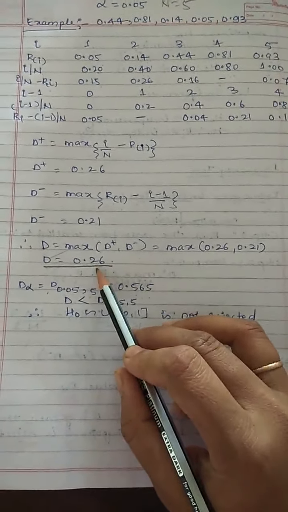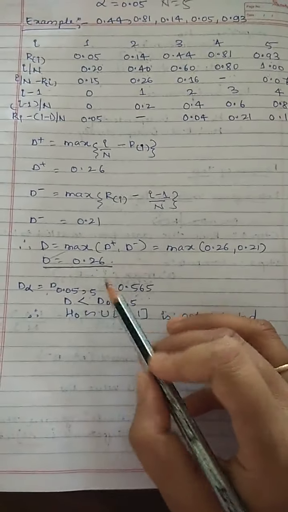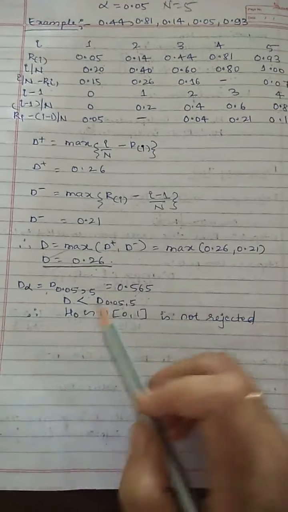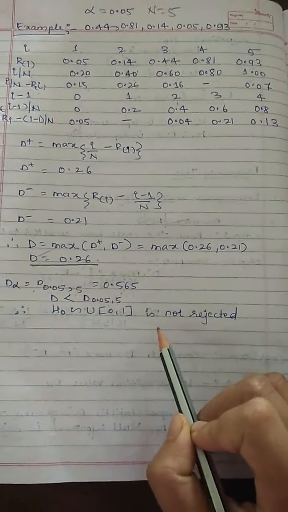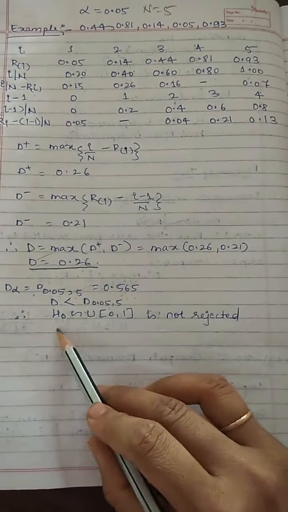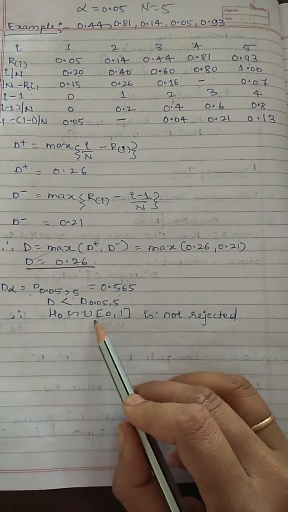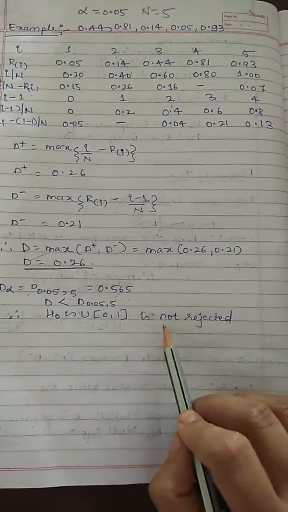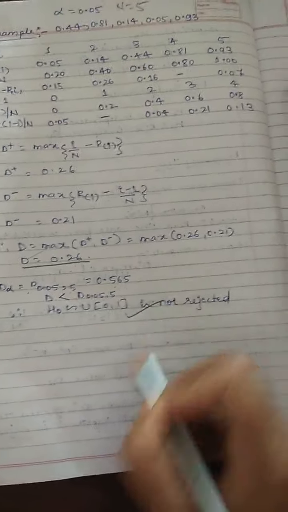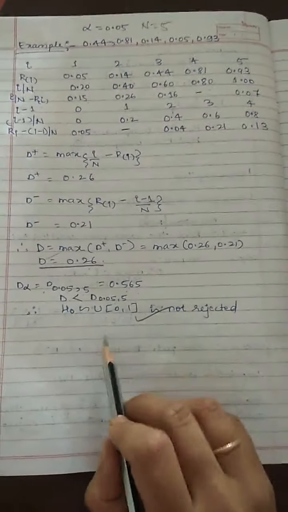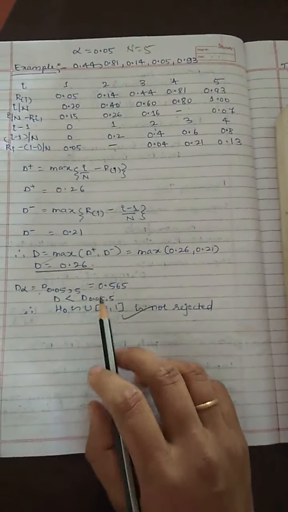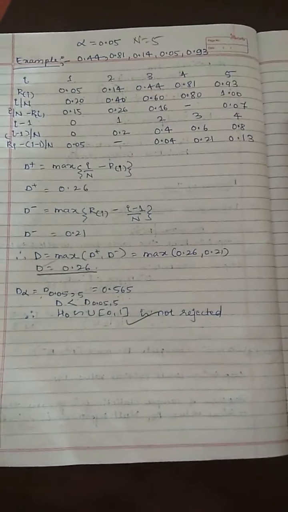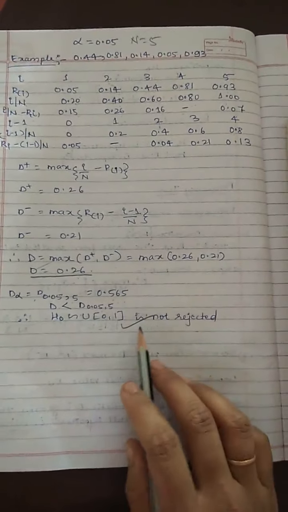The sampling value should always be less than the critical value. The sampling value is 0.26. It is less than the critical value. Therefore, if it is less than the critical value, we are accepting. Accepting means we are not rejecting. The hypothesis that the random numbers are distributed uniformly in the interval 0 to 1 is not rejected. This sentence is very, very important. If you solve the complete sum but you do not write a conclusion whether the hypothesis is accepted or rejected, then there will be some deduction in your marks. So, this line is very important.